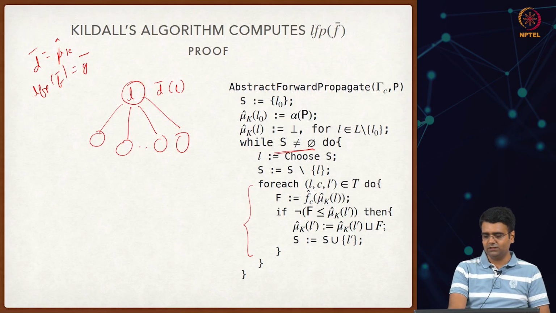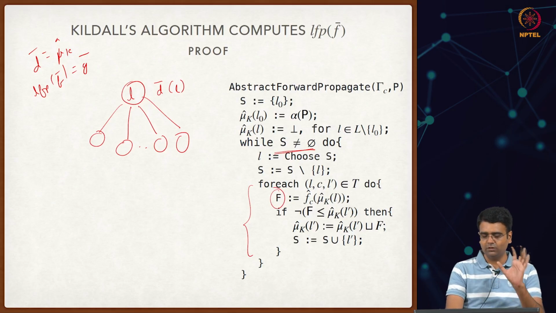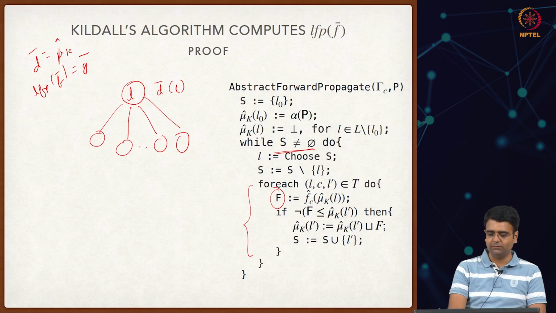which is labeling the edge to the successor, and then you compute this new value f. If this value f is not already less than or equal to mu hat k at that location L prime, then you update the value of mu hat k at the location L prime by taking the join of the original value with this value f. There is some modification to S, but that does not matter for us, because all we care about is this: we want to track the modifications to mu hat k.